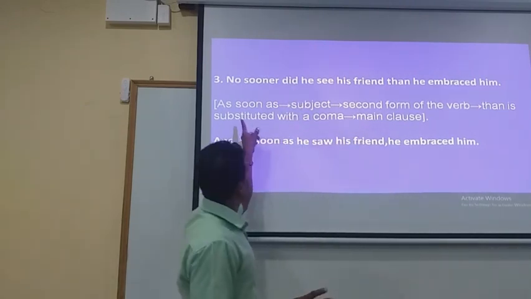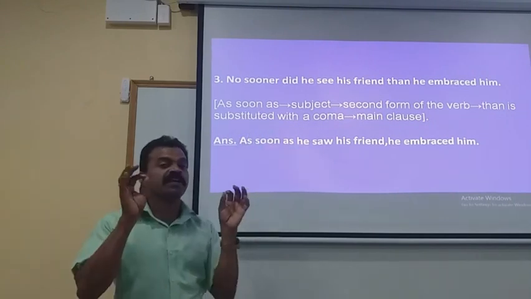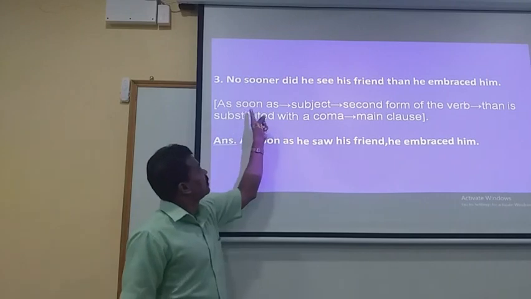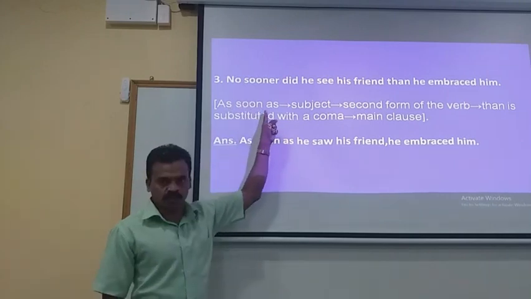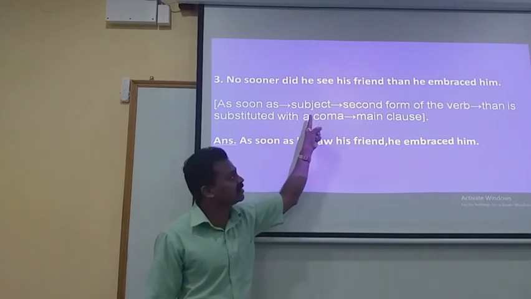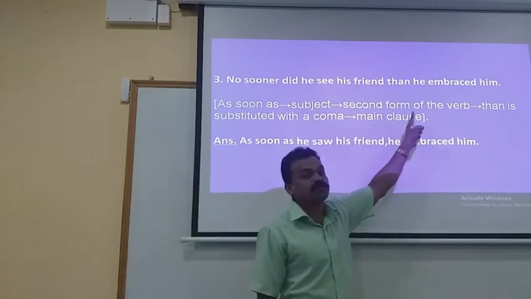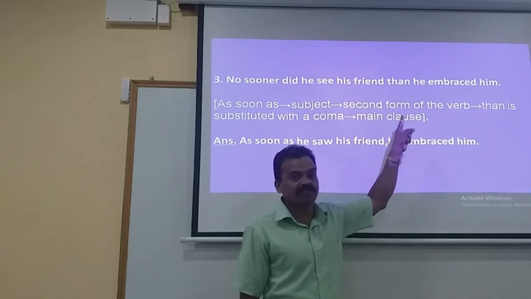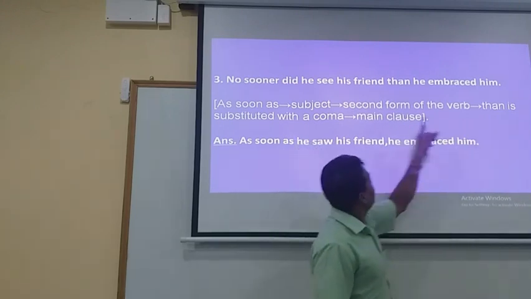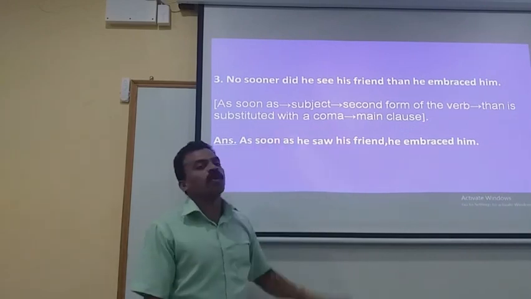When you convert the statement into "as soon as," please observe the rules once again. Replace "no sooner" with "as soon as." Immediately after "as soon as," a subject is to be placed. And after the subject, use the second form of the verb. Then "than" is substituted with a comma.